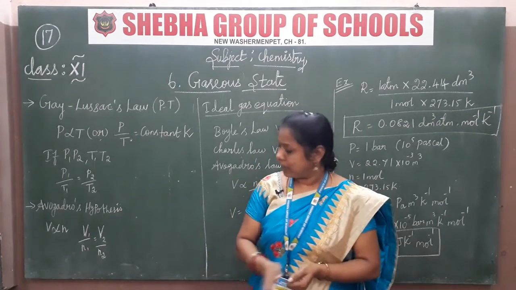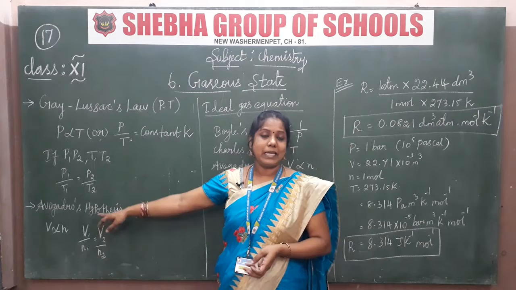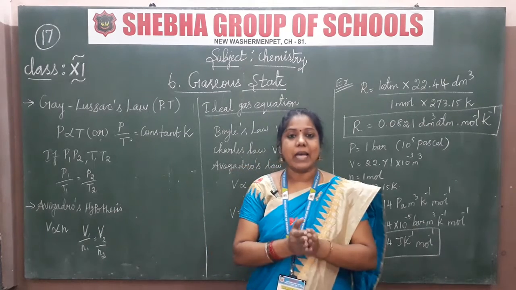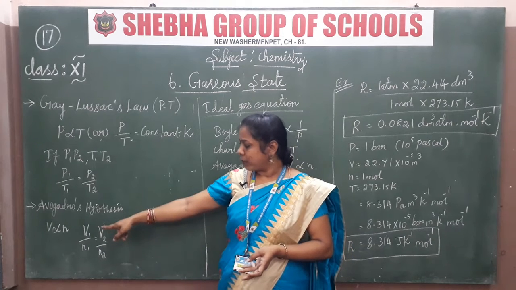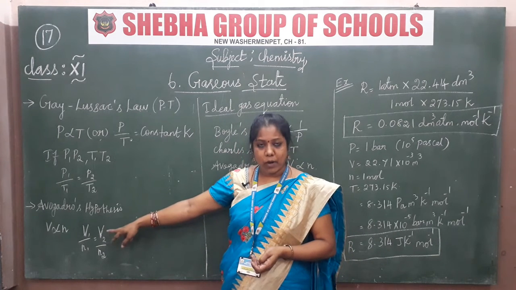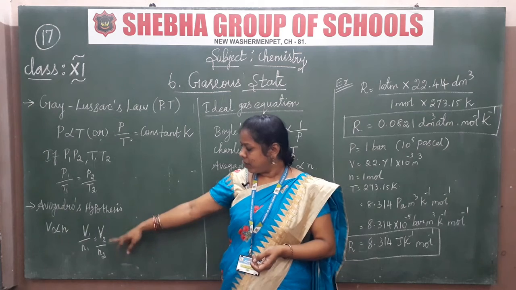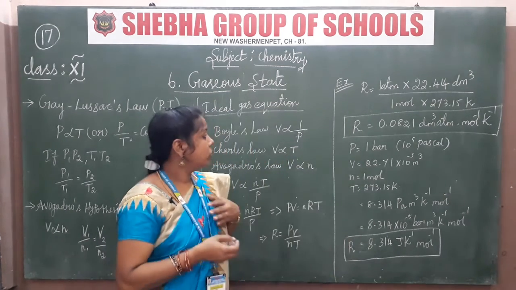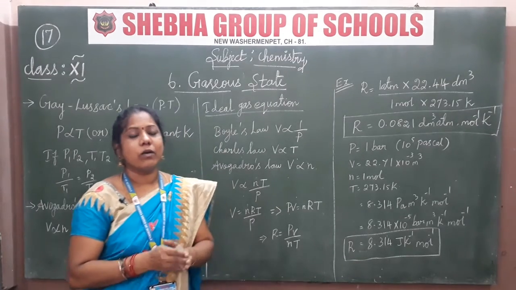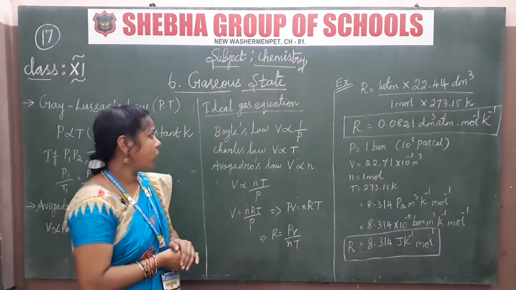Avogadro's law we have studied as we said. V is proportional to N, that is volume is directly proportional to the number of molecules. That we can also write as V by N, that is V1 by N1 equals V2 by N2. So you just read out all the laws and formulas, that is very important.